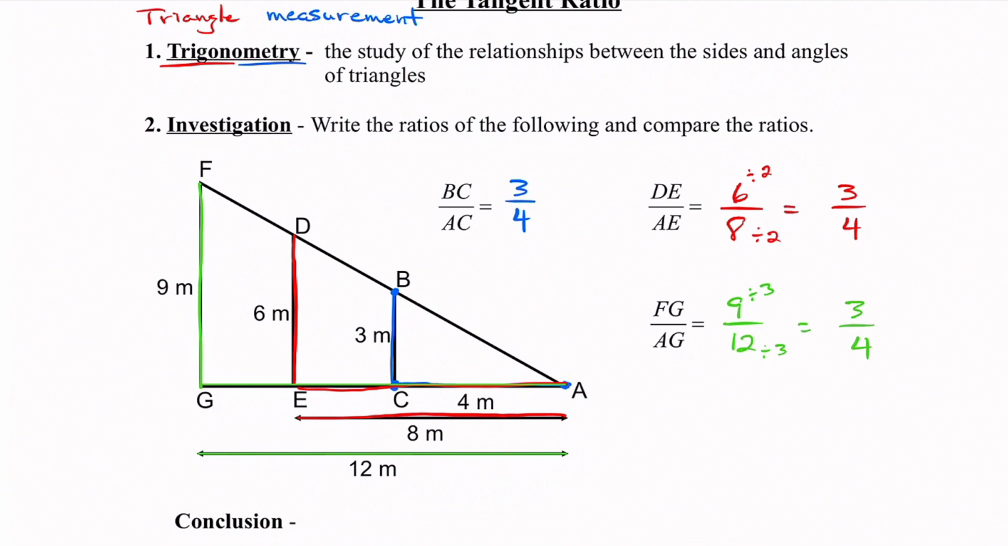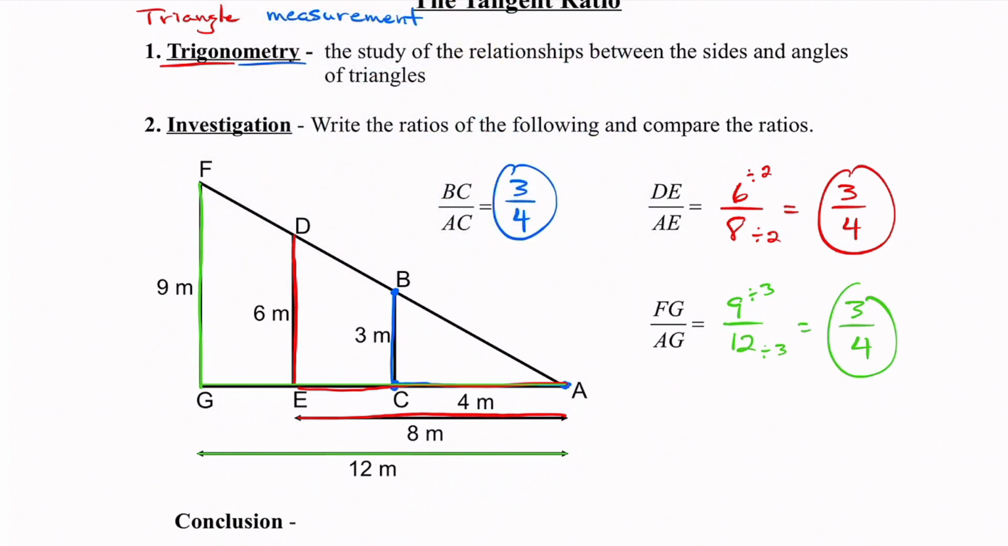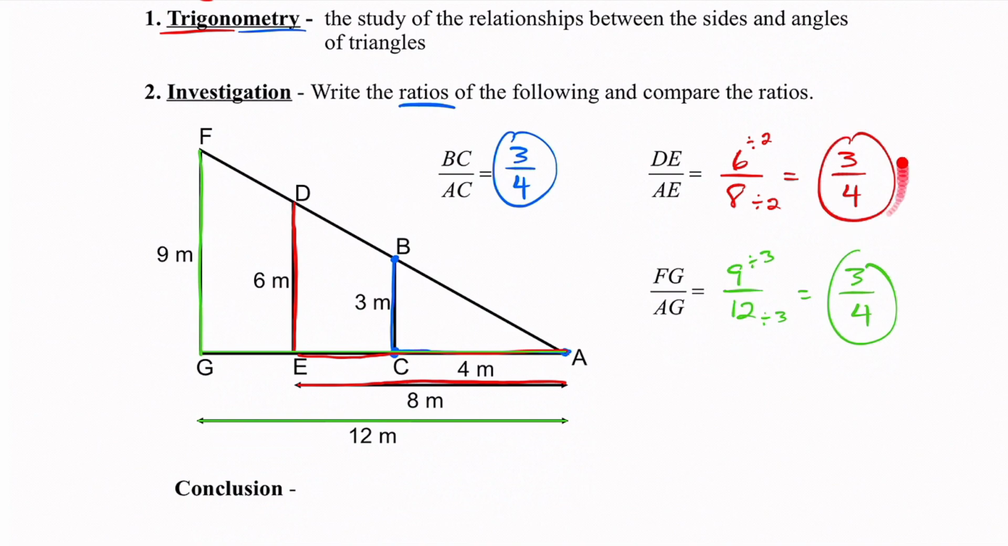So what happened? What do we notice? We got 3 over 4 for this one, 3 over 4 for the second one, and 3 over 4 for the first one. All of these we're getting the exact same ratio, or exact same fraction. So our conclusion from this is that it doesn't really matter the size of the triangle, as long as we are using the one side that is across from the angle and the one side that is near the angle.